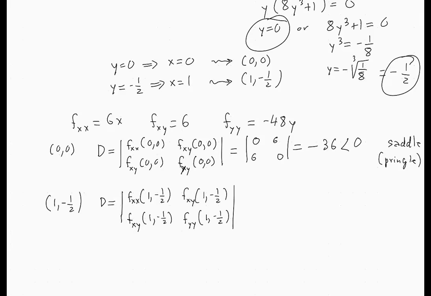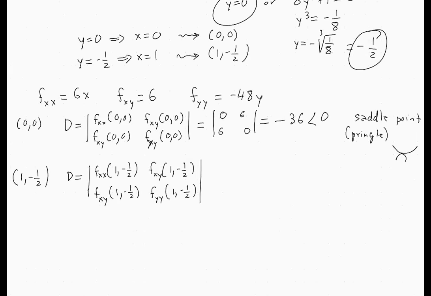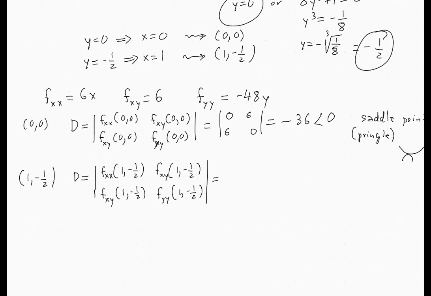When do we have the same behavior along all directions? If this determinant is positive. So let's see what this determinant is going to be. So the partial derivative with respect to x is 6x, so that will give you a 6 here.